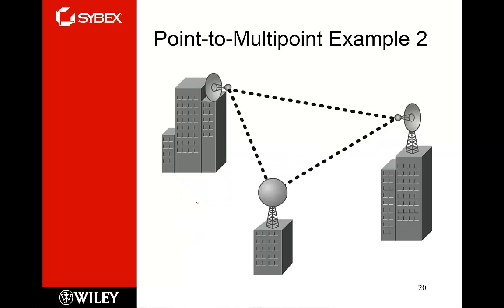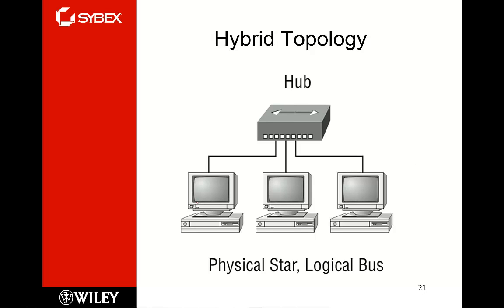And here's a picture of a multi-point. It's like a point to multi-point. It's actually a mesh in this case as well, but we're connecting different cities with microwave. Hybrid means some of this and some of that. And I don't like the example they're using, physical star logical bus. But a hybrid means you're taking 2 topologies and using them.